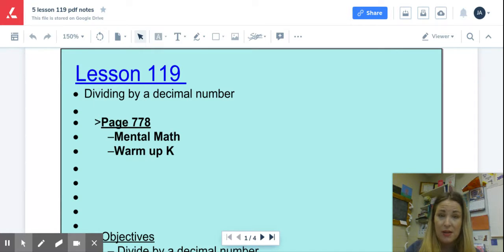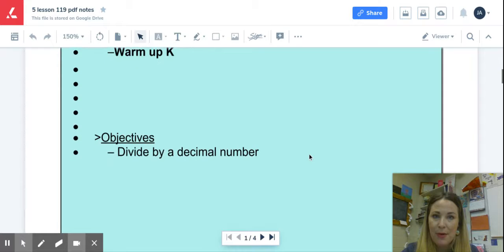Previously, our dividend, the number inside the box, was a decimal number, and that was pretty easy to navigate. All we had to do was move our decimal straight up, and now we're exploring something different. With our divisor on the outside of the box being a decimal number, how do you do that? It's really quite simple. I'm going to go through exactly what to do. We really only have one example to do together.